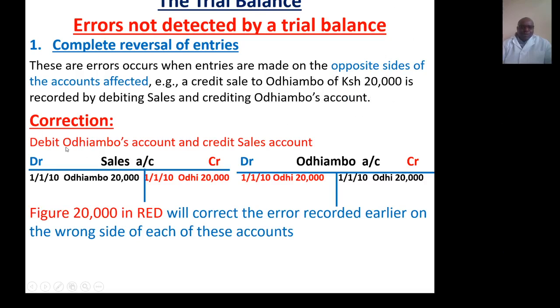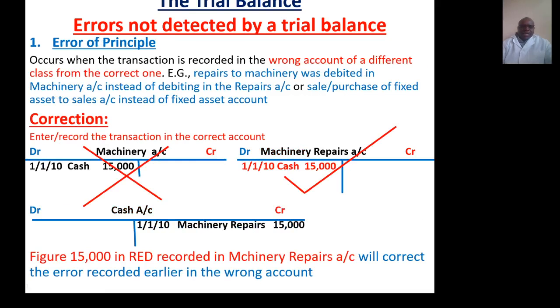So how do we correct that? We debit Odhiambo's account and credit sales account the way it should be done. So the sales account had been debited with 20,000 instead of crediting. So this is the correction. And Odhiambo and debtor had been credited with that amount instead of being debited, because debtors are assets. When assets increase, they are debited. So the 20,000 figure in red will correct the error recorded earlier on the wrong side of each of these accounts. Then error of principal, the last one, number 6.